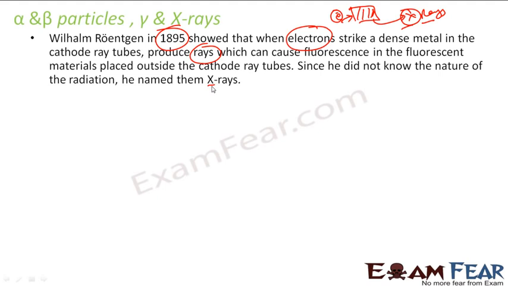So what he did was make the electron strike a dense metal, and he found that some rays are produced, and these rays cause fluorescence in the fluorescent material placed outside the cathode ray tube. Please note, there is an electron and a metal, and everything is in a tube. The electron hits the metal, some rays come out, and there is some fluorescent material here. You see an impact here. He was amazed: how come these rays crossed the glass? That means there is something great about these rays, and that is when he named them X-rays.